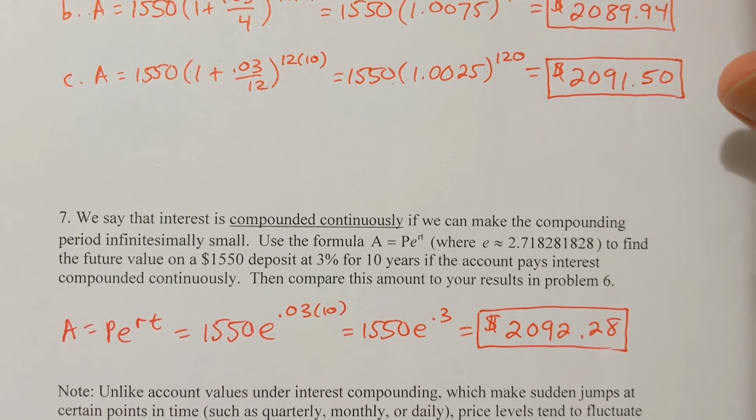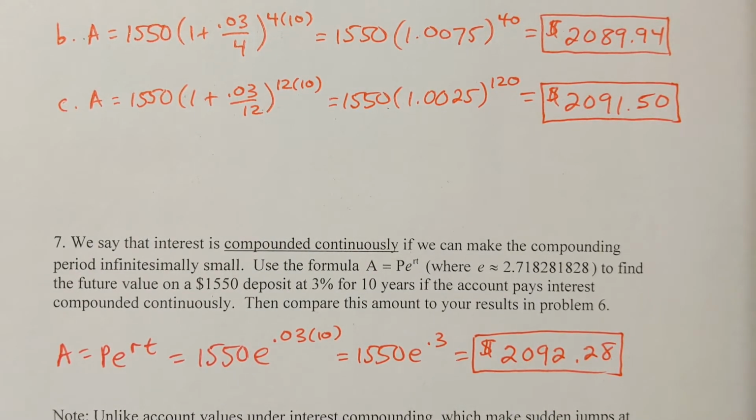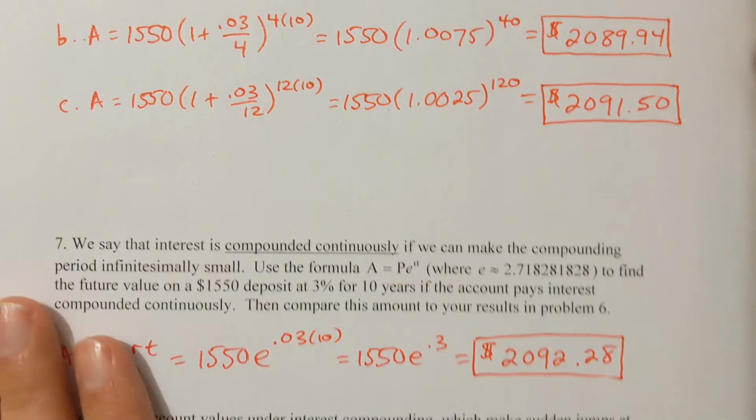In fact, problem 7, we say that interest is compounding continuously if we can make the compounding period infinitesimally small. We're going to use the formula A equals P times e to the rt power, where e is this number here. By the way, this is a very important number that you'll see a lot in a later part of an algebra class or in calculus. Okay, find the future value of a $1,550 deposit at 3% for 10 years if the account pays interest compounded continuously. Then compare these results to what we did in problem 6.